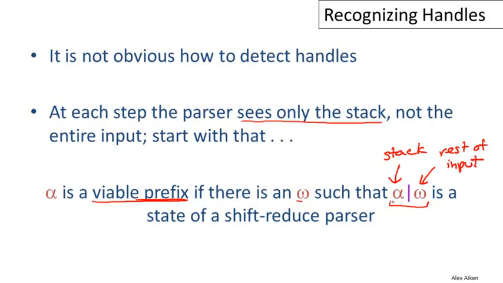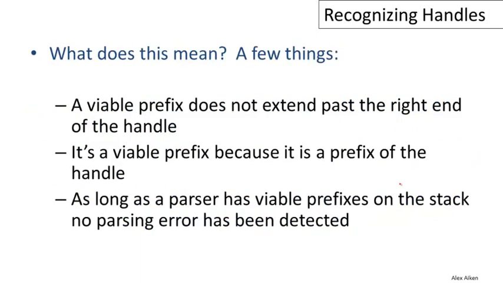And what does that mean? That means the parser knows this part. The parser knows alpha. It doesn't know much of omega. It can do some lookahead. It can look at a small prefix of omega, usually just one token, but it certainly doesn't know the whole thing. So what does a viable prefix mean? Well, a viable prefix is a string that does not extend past the right end of the handle, and the reason we call it a viable prefix is because it is a prefix of the handle. So as long as the parser has viable prefixes on the stack, no parsing error has been detected.